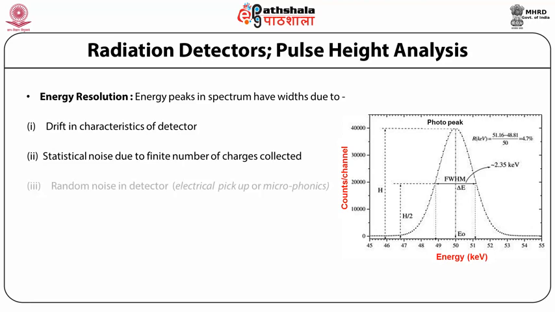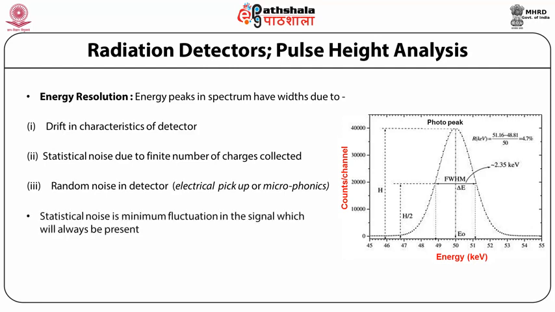Third, random noise in the detector. Because in the detector we have various elements, it may happen that some of the elements can pick up noise. Or if not the detector, then we know that to the detector we connect an amplifier, a charge sensitive amplifier, which is prone to some kind of noise pickup. So because of all these reasons, there can be random noise in the detector. The statistical noise is the minimum fluctuation in the signal, which will always be present.